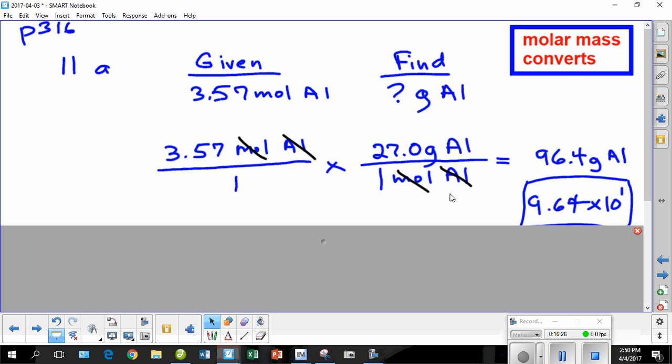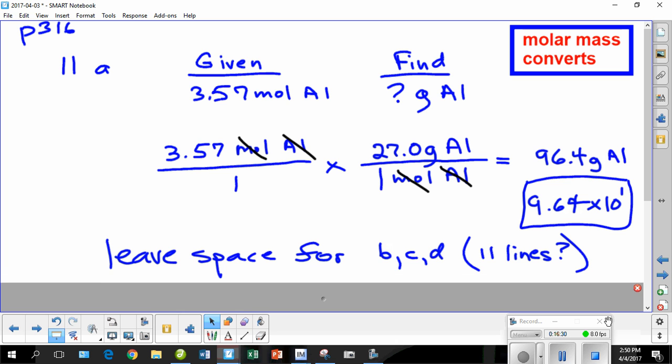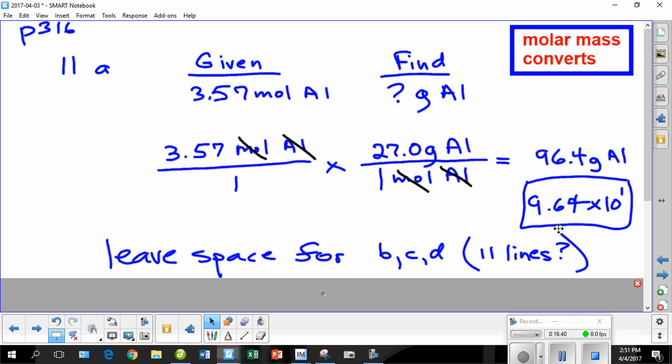Okay, and that's all there is to this problem. Okay, so leave space for B, C, and D. I would say about half of your paper. Just use lots of space because you need a given and you need a find for each problem. So give yourself room. And then we'll do the first one in number 12.